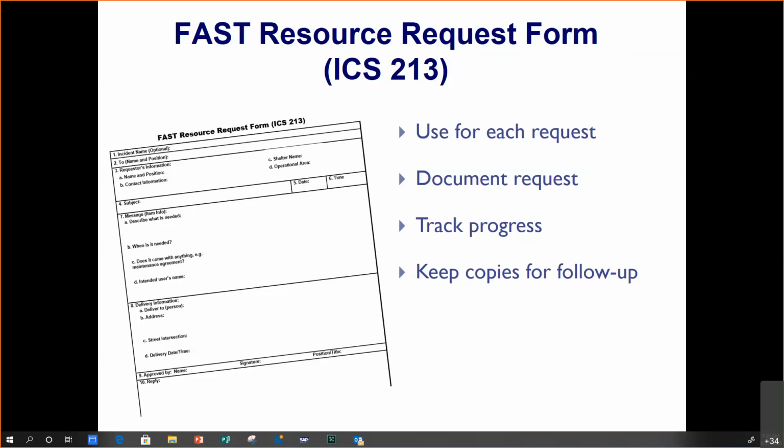It will be shared on the FAST SharePoint for FAST members so they can track the resource progress. And a hard copy will go to the site manager, or whoever's running the center, so they're aware of what has been ordered and who gets the item when it gets to the shelter. Next slide, please.